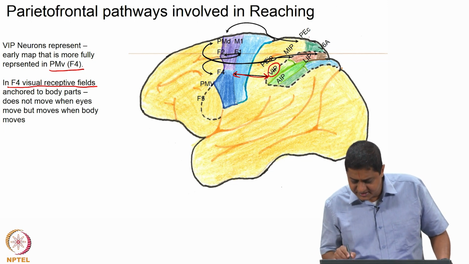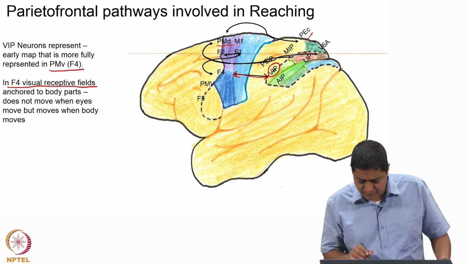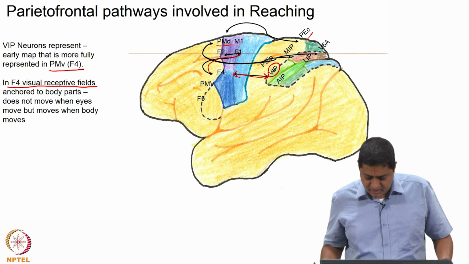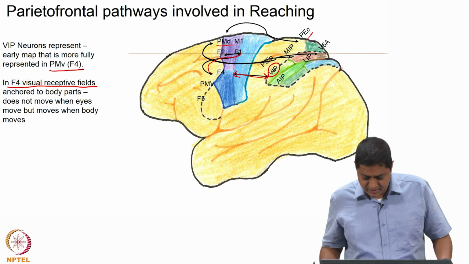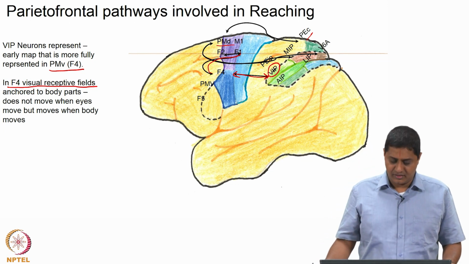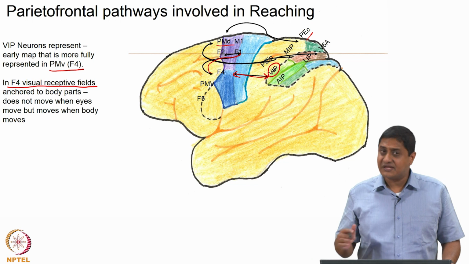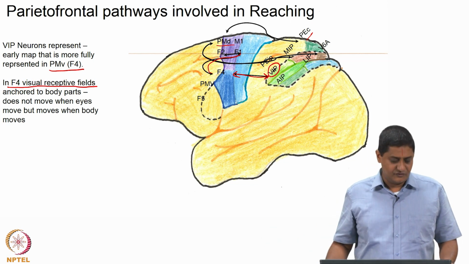Okay. So, this is the VIP set of neurons, and what is also present are the reciprocal connections with other regions such as PEC and dorsal premotor cortex, and how areas F1 and F4 have reciprocal connections. Some of these we will discuss in future slides.